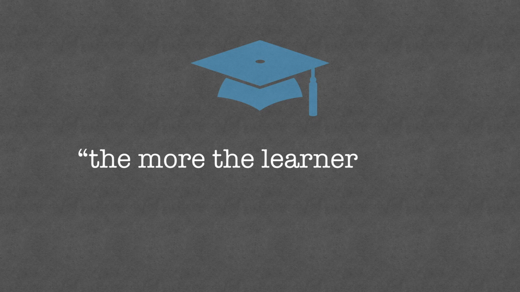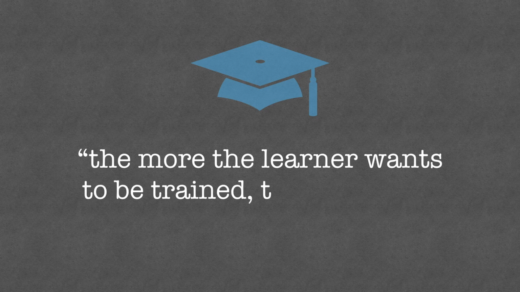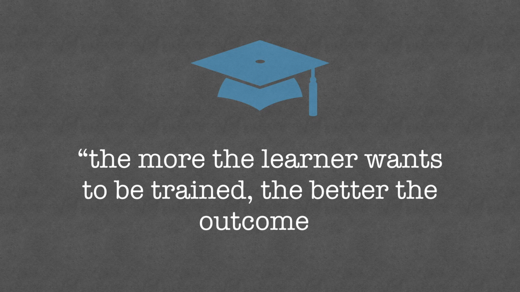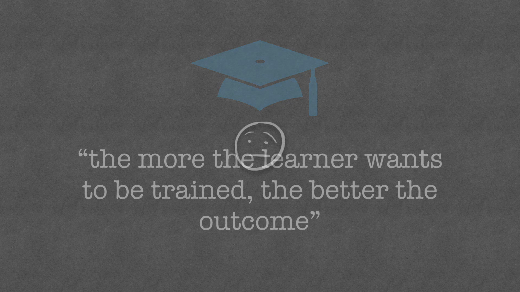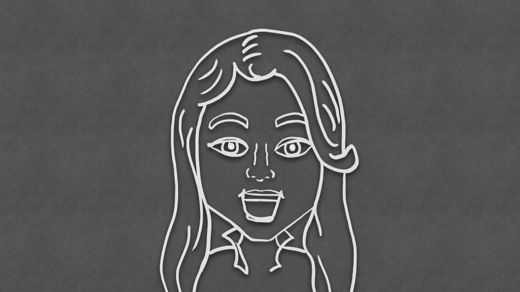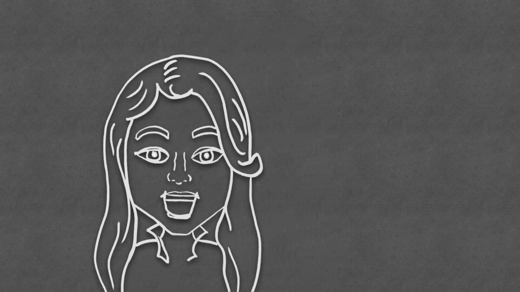Now, let's look at how to implement and monitor the training. Extensive studies have shown that the more the learner wants to be trained, the better the outcome. In other words, a person who has not chosen to attend a training would probably have a lower level of attention than someone who has chosen to be there. So be attentive and sensitive to the needs, and also in the way you communicate about the planned training.